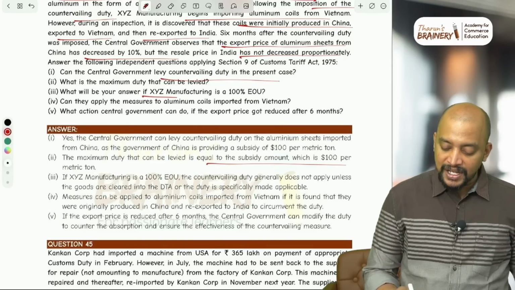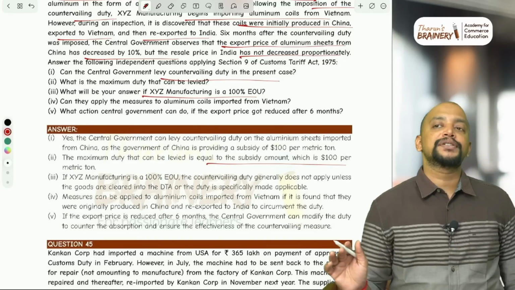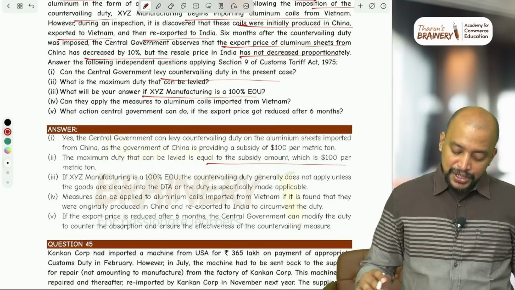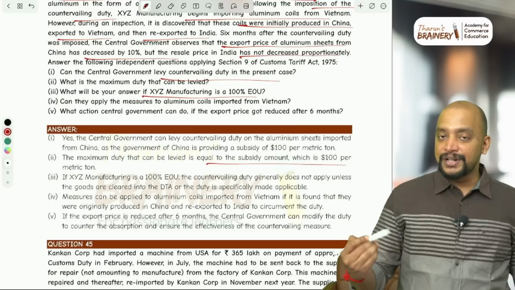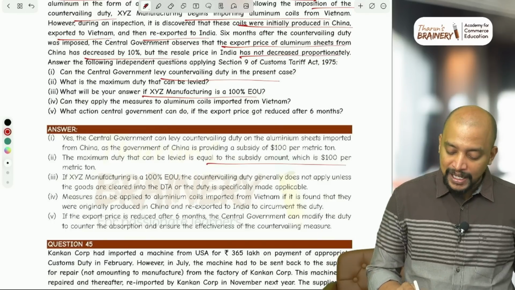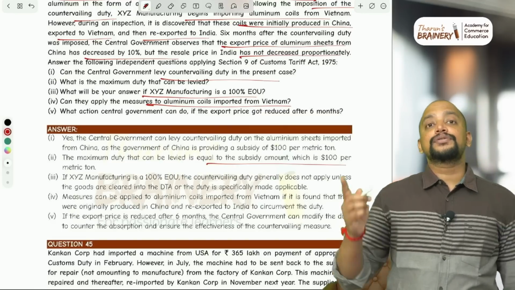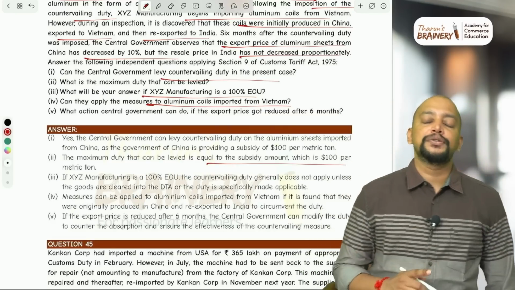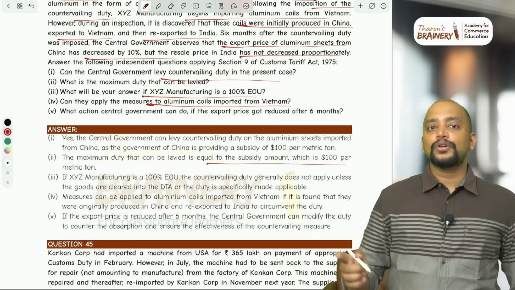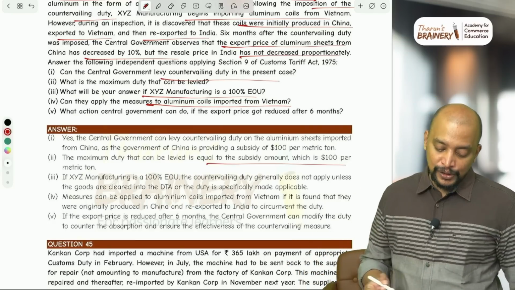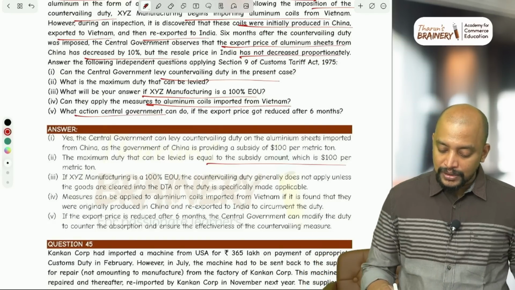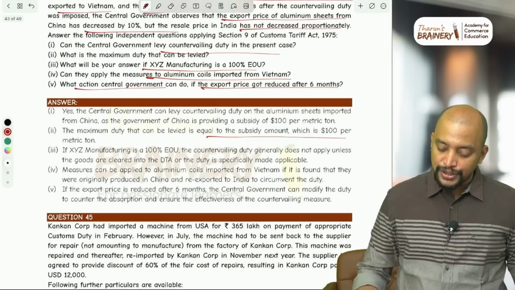What will be your answer if they are 100% EOU? Import by 100% EOU, there is no anti-subsidy duty. However, if it is cleared to DTA, then it is applicable. Can they apply the measures to aluminum coils imported from Vietnam? Yes. If they try to circumvent the anti-subsidy duty, they can extend the same notification to imports from Vietnam also. What action can the government do if the export price got reduced after 6 months?